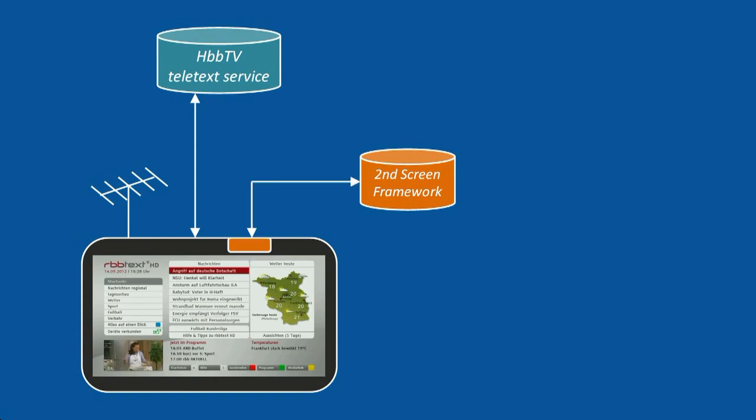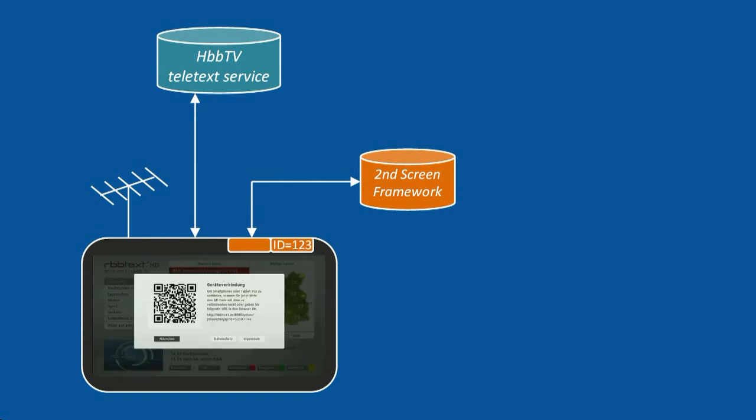This module tells the teletext application that no device has been connected yet to the TV set. So, the teletext starts another module from the framework, which handles the first device connection. This module assigns a new device ID to the TV set, which is stored in a local cookie. It also draws a QR code on the screen and asks the user to scan this code with his tablet.